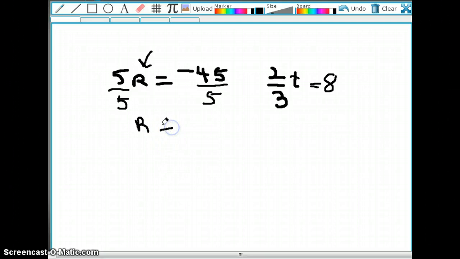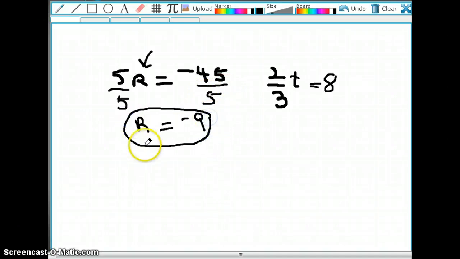So now we can divide the 5 into the negative 45, and that's going to give us negative 9. Why is it a negative 9? Because when you divide a negative 45 by a positive 5, it's a negative 9. So the answer here, r, is equal to negative 9.